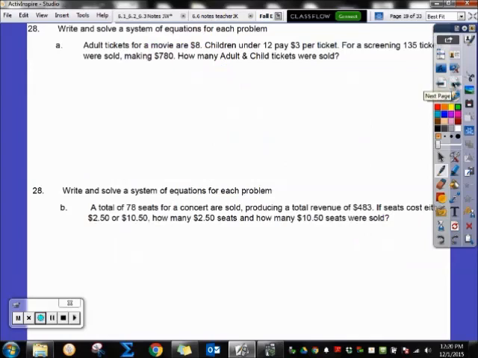28, write and solve a system of equations for each problem. We need to do this for 28A and B. So adult tickets for a movie are $8. Children 12 and under pay $3 per ticket. For a screening, 135 tickets were sold, making $780. How many adult and child tickets were sold? So in this case, we need to define our variables. So I'm going to call A the number of adult tickets, and C is going to stand for the number of children's tickets.